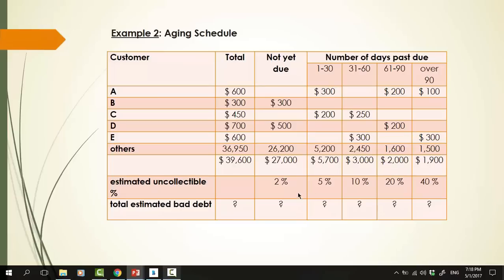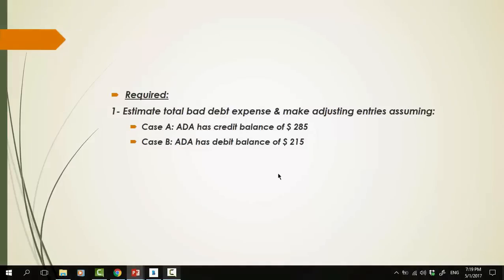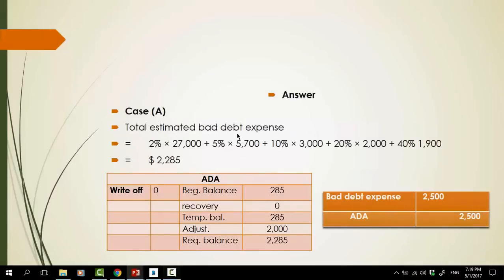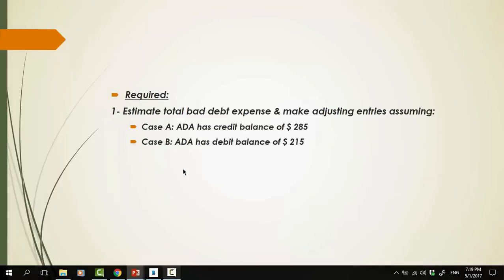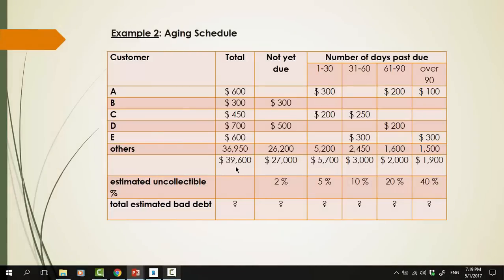In other words, as time passes and I have not collected the money owed to me by people, the estimated percentage to be uncollectible increases. 2% of the 27,000, 5% of the 5,800, 10% of the 3,000, 20% of the 2,000, 40% of the 1,900. Then the total estimated bad debt expense, or the required balance, is 2,885. Not like the previous example, where the total amount of the accounts receivable was 39,600.